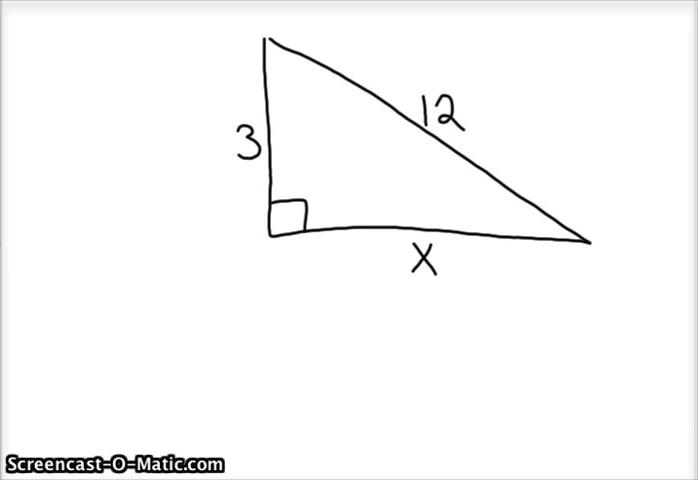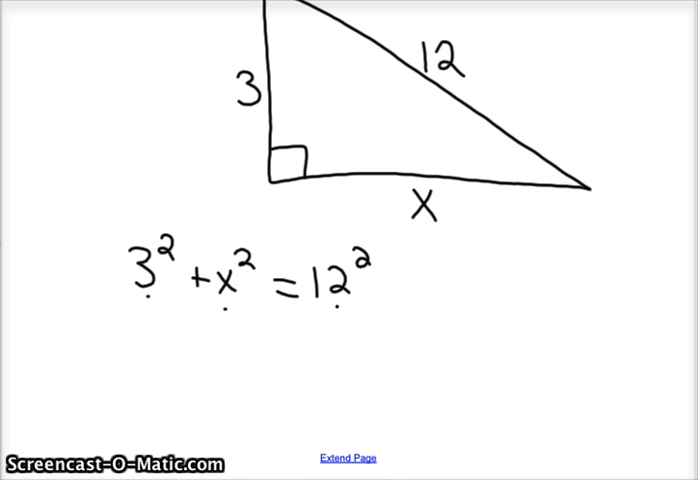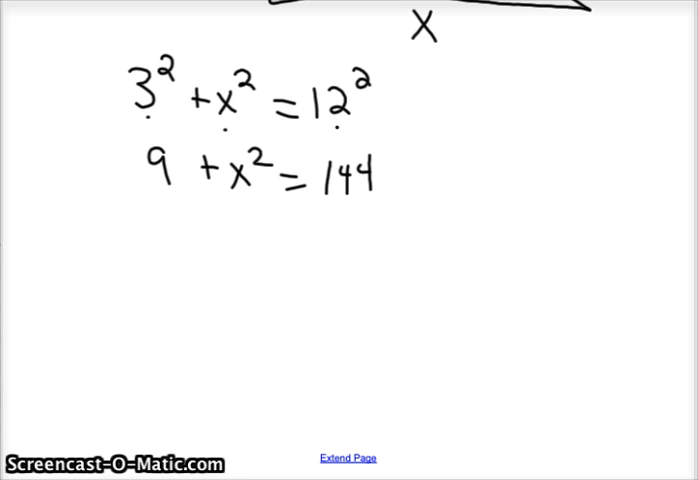So okay, now that you're back, Pythagorean theorem would be 3 squared plus x squared equals 12 squared. Now, it doesn't matter which of these two came first, as long as you have the 12 squared in the right spot. So we'd have then 9 plus x squared equals 144. Take 144 minus 9, and x squared is equal to 135, maybe? Yep, that's right.